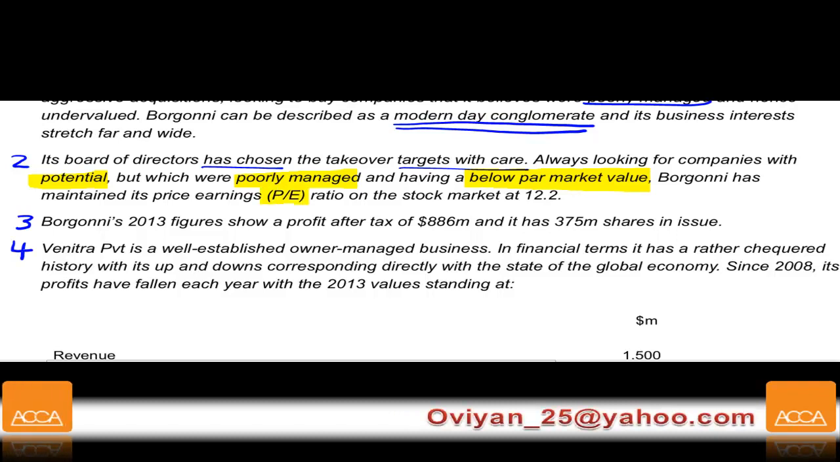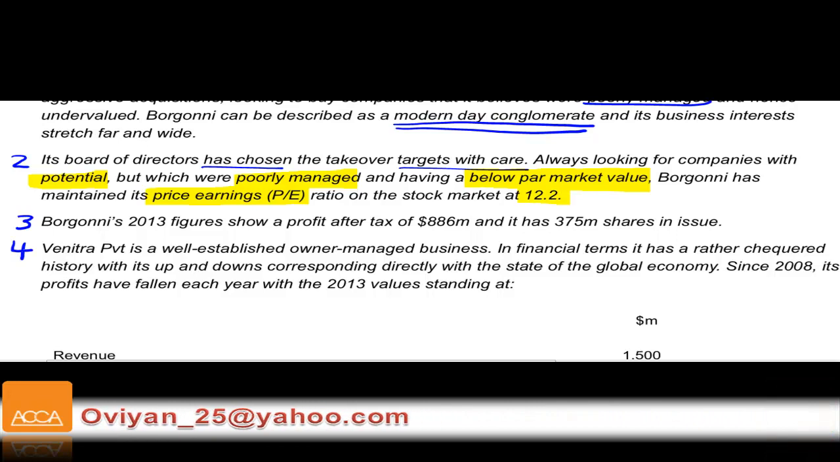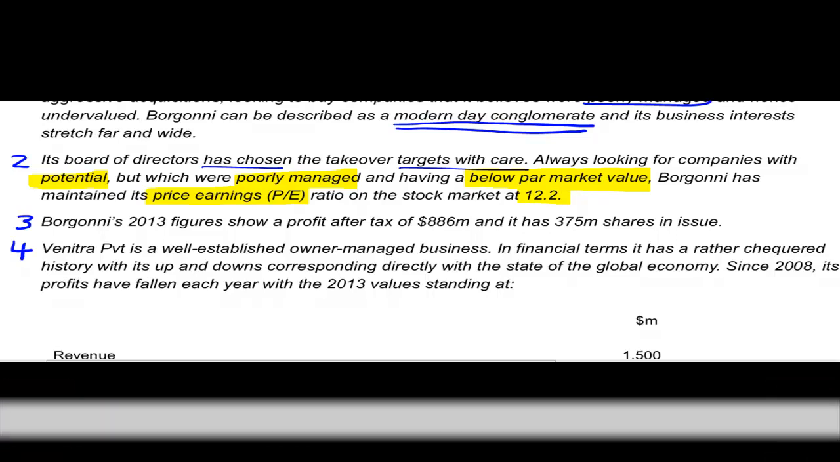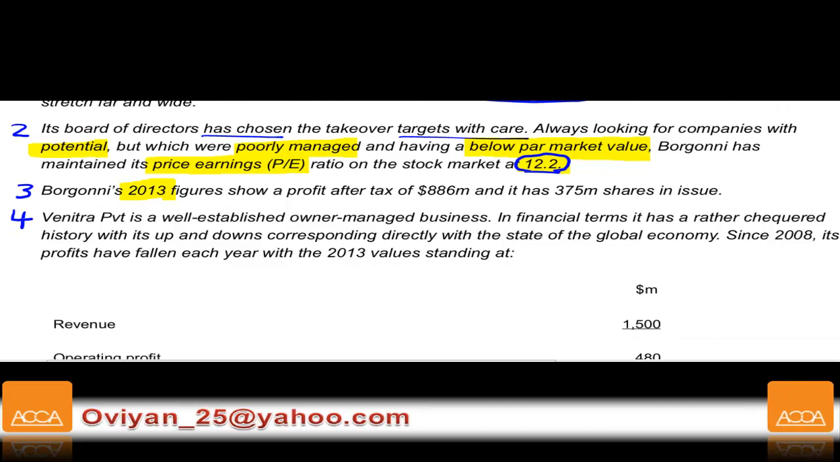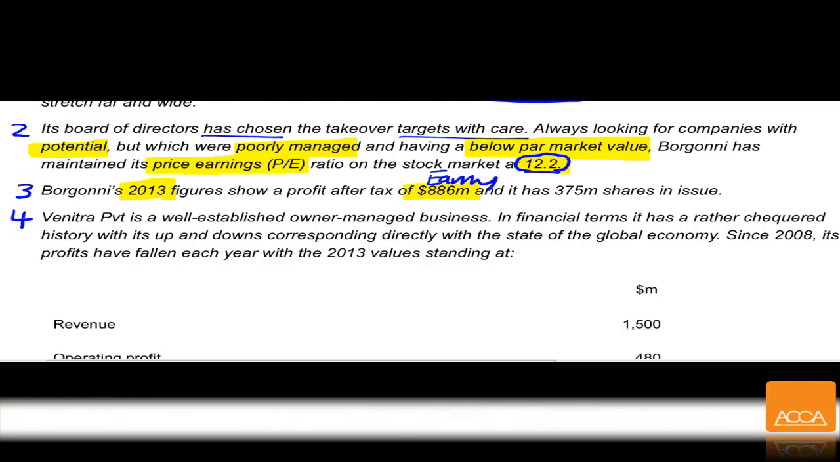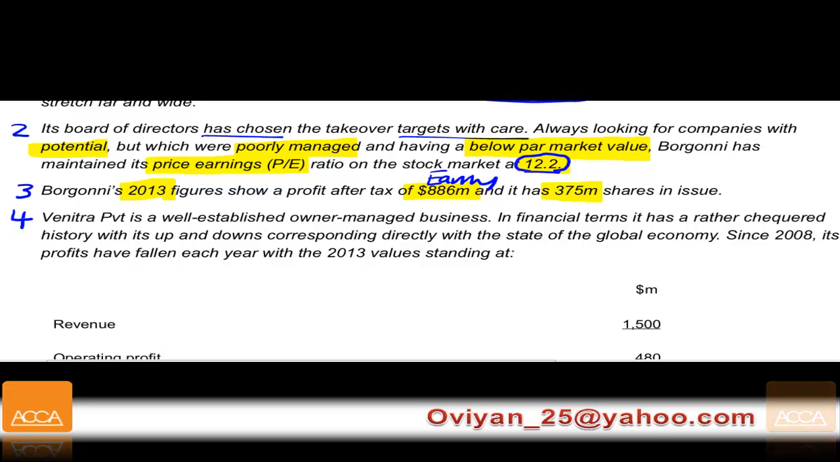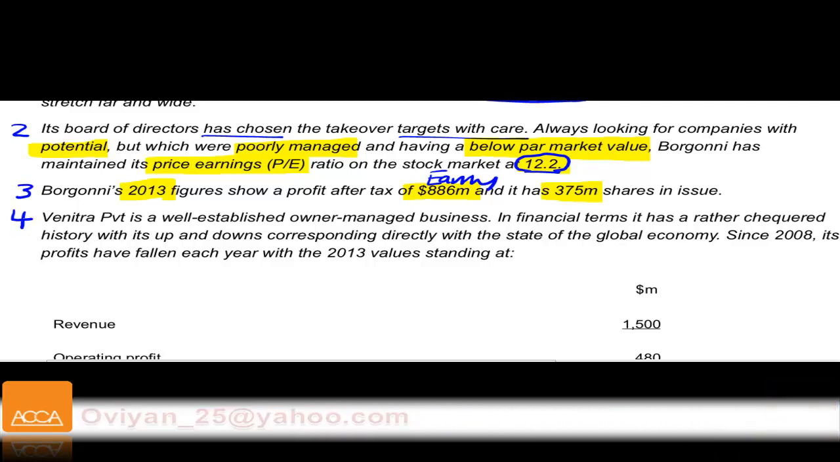Bergoni has maintained its PE, price earnings ratio, which we saw earlier in part B, at 12.2. It's given. If it's given, then probably Bergoni is a listed company, because it has its own PE. Now Bergoni's 2013 figures show a profit after tax of 886. This is going to be the earnings for Bergoni, and it has 375 million shares in issue. So pay attention to this one. This is for you to look at in part B of the question. Today's Bergoni share is worth 12.2 times 886 in total, and you're going to divide that by 375 to get the price per share. Anyway, we'll come back to that later.